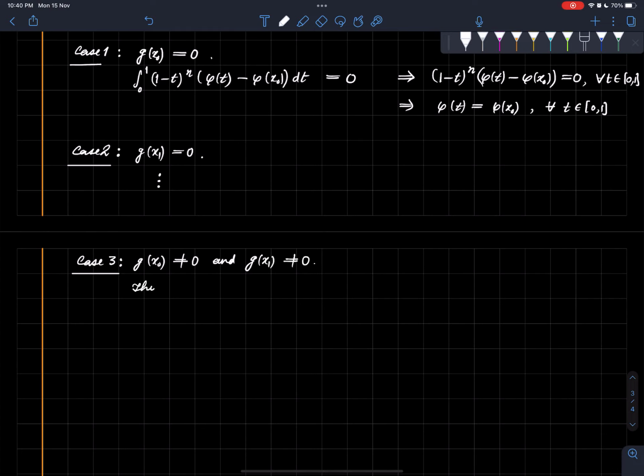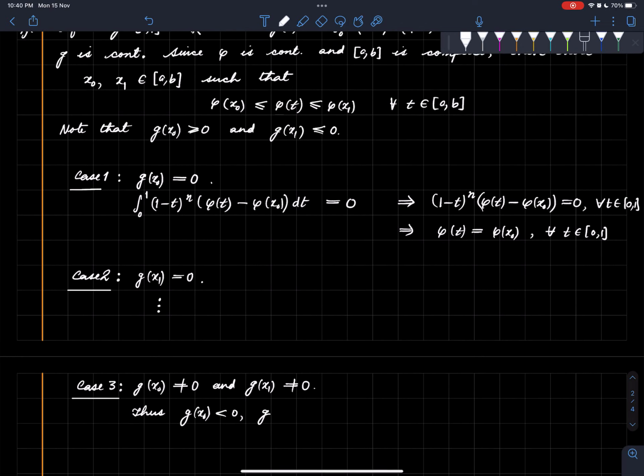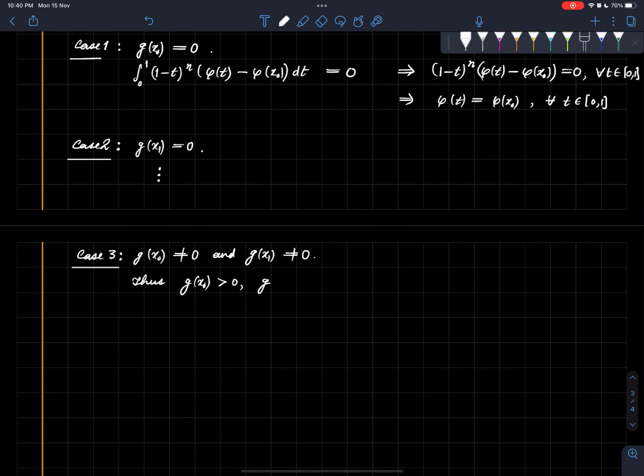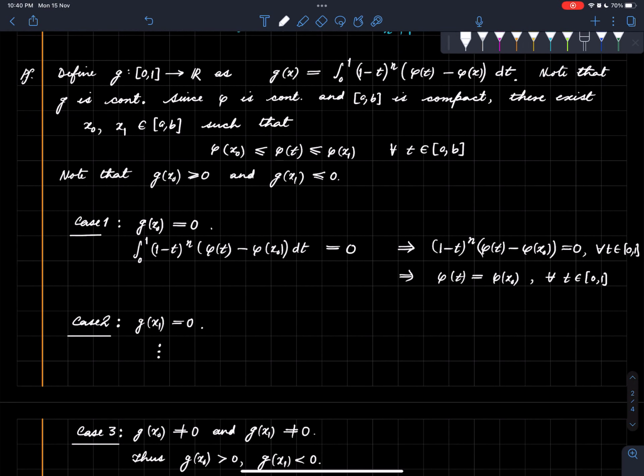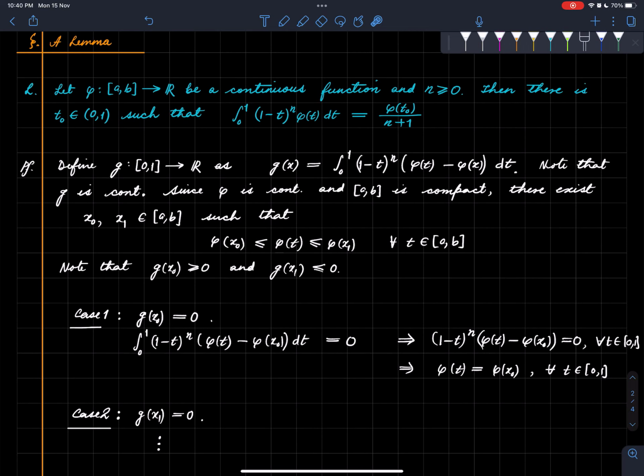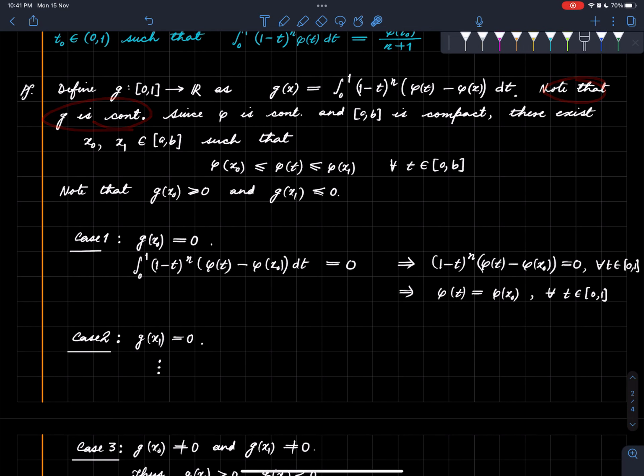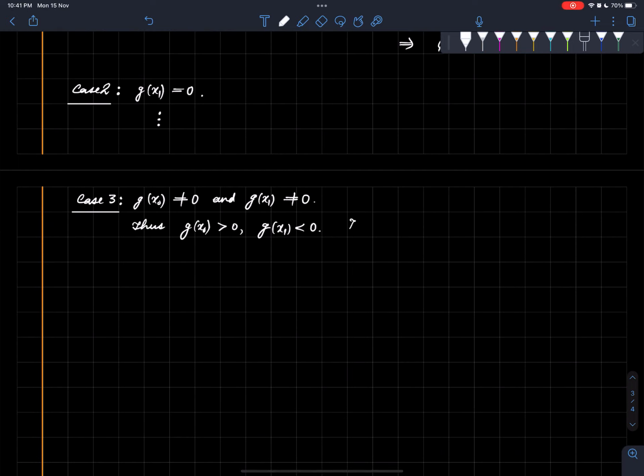So thus, as we saw earlier, this forces that this is actually negative. No, sorry, not negative. This is actually positive, and the second one is negative. So the function g takes a negative value and a positive value, but g was a continuous function. So by the intermediate value theorem, we have some t naught strictly between 0 and 1, such that g t naught is 0.